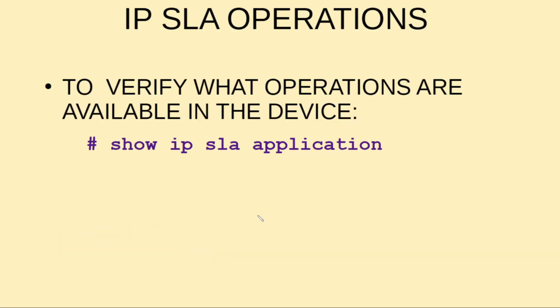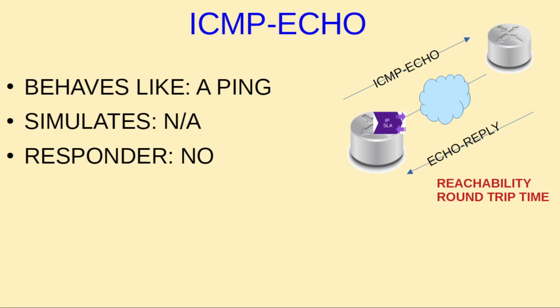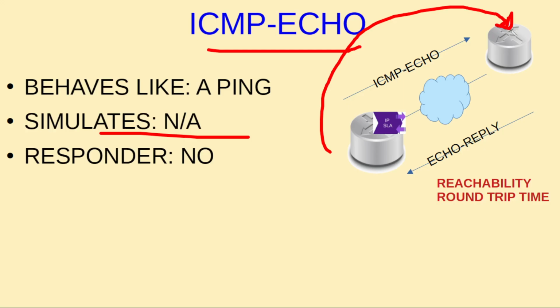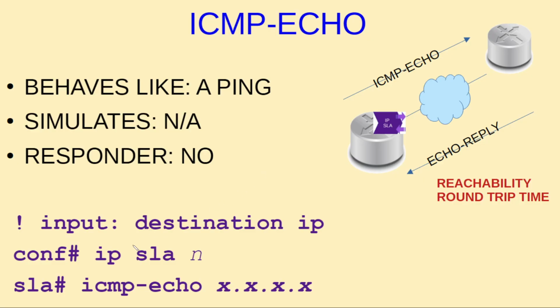If you want to verify what IP SLA operations are available in your device, you will need to execute this command. The first operation that we are going to talk about is the ICMP echo operation. We are not simulating any specific type of traffic. This is just a generic traffic simulation. We are going to send an ICMP echo packet to the destination and we are going to wait for an echo reply packet. We are going to evaluate reachability and we are going to measure round trip time with this operation. We don't need a responder and we are going to configure it with this command.